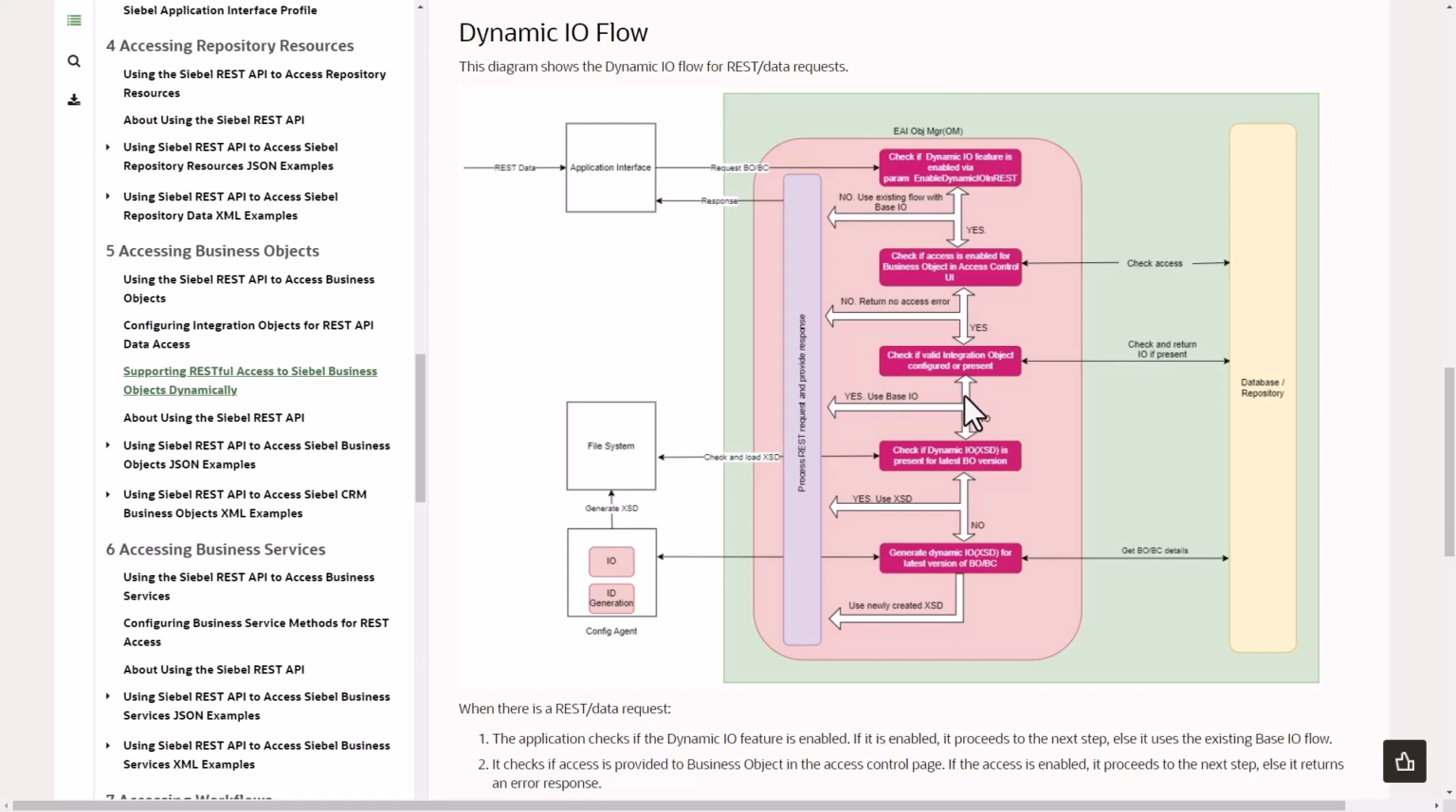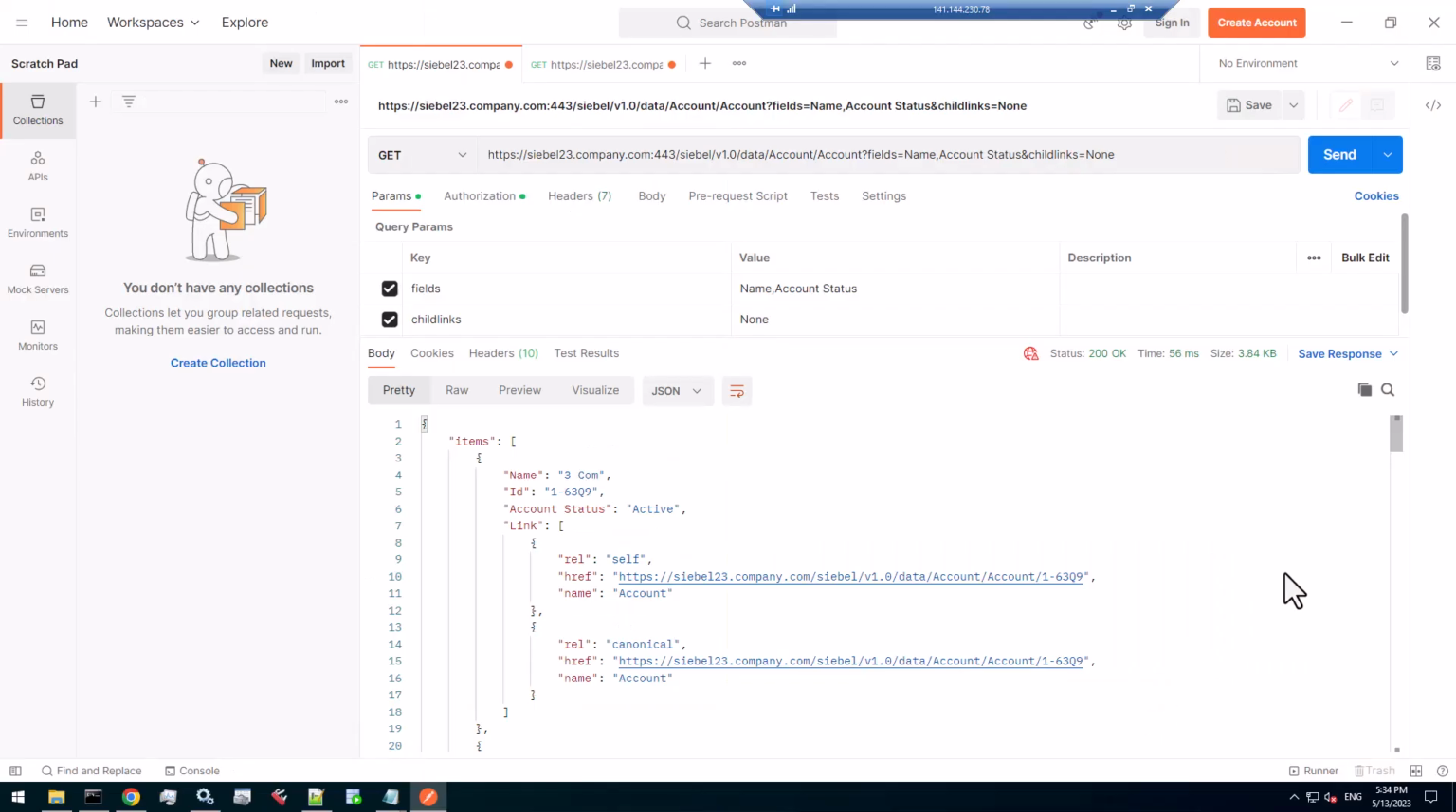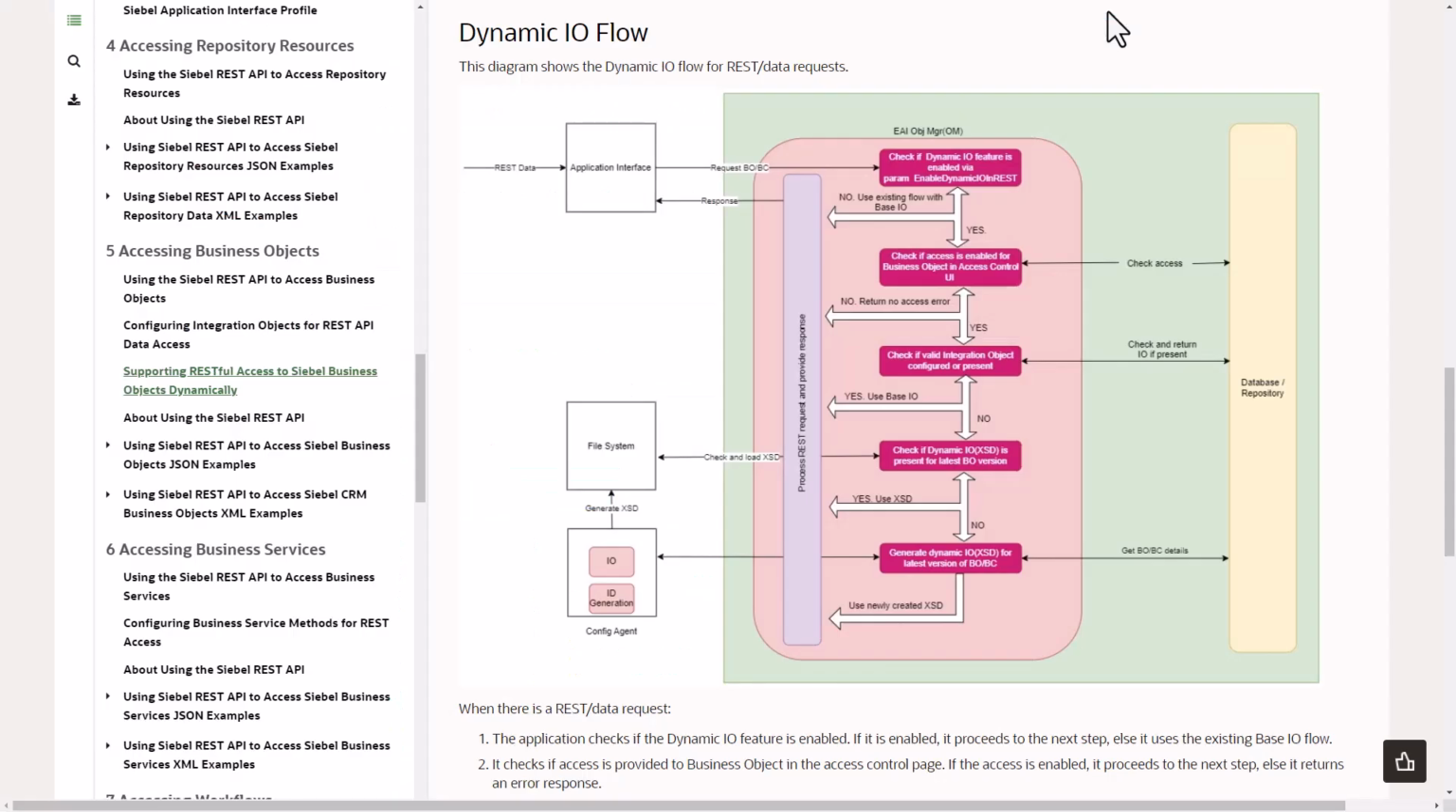So practically this means if you have a base IO and none specified, then it falls back on the base IO. So that's the reason why the query works again, because we're back on the base IO. So account has a base IO, so it always works even if you specify no integration object. Okay, so that's cool, but the diagram doesn't stop here.